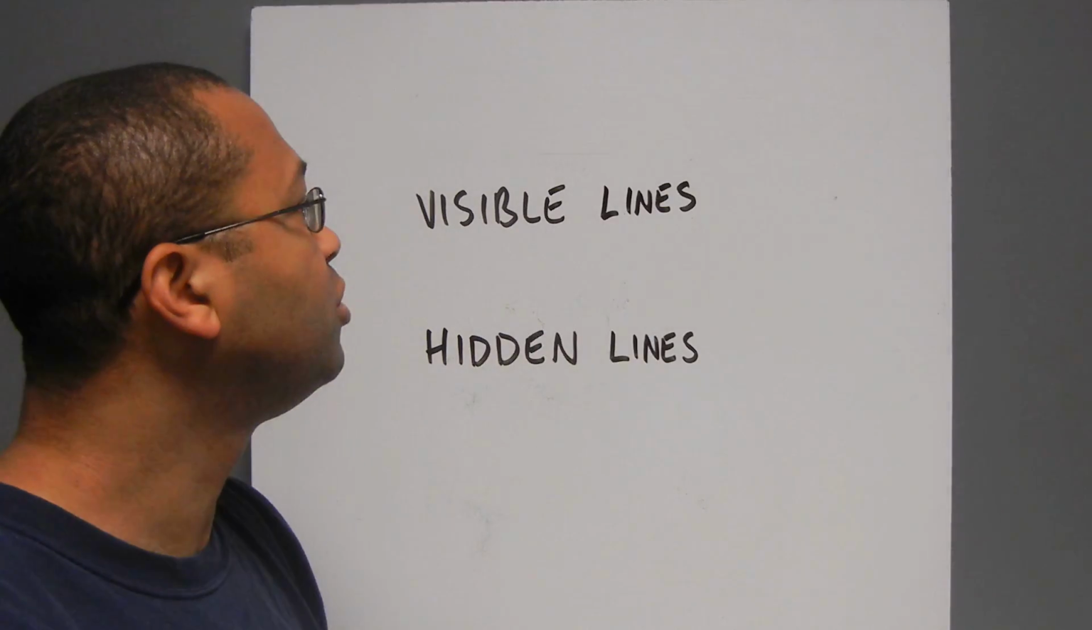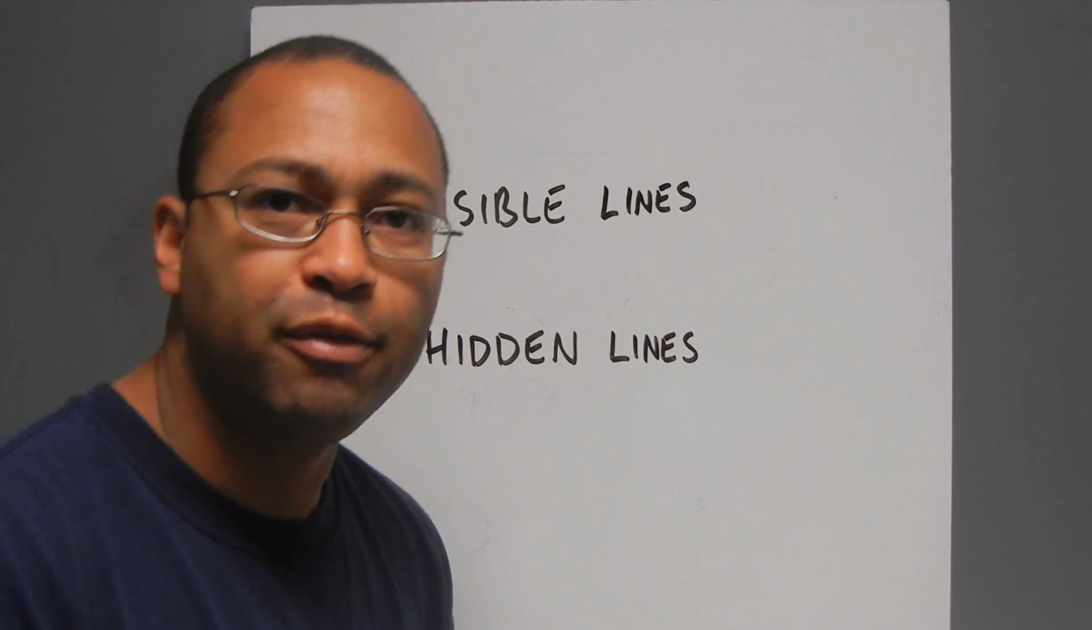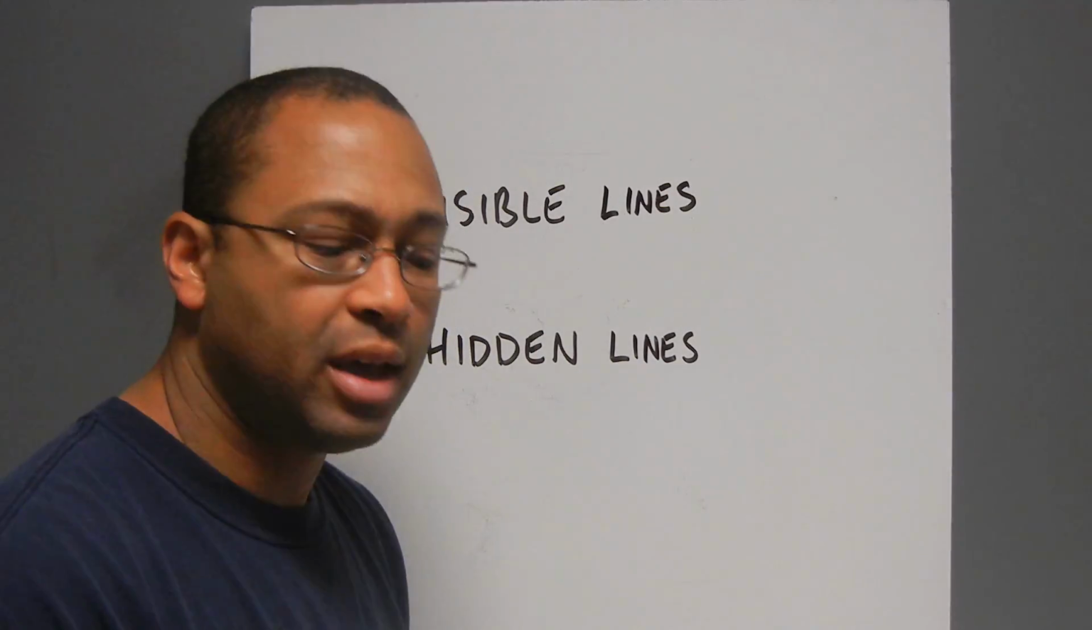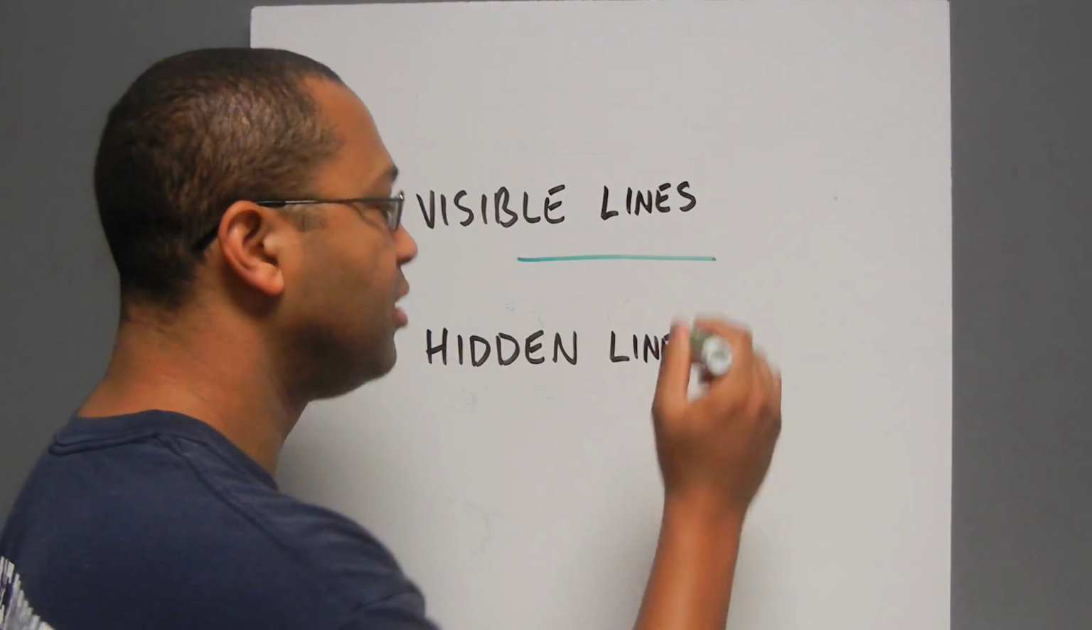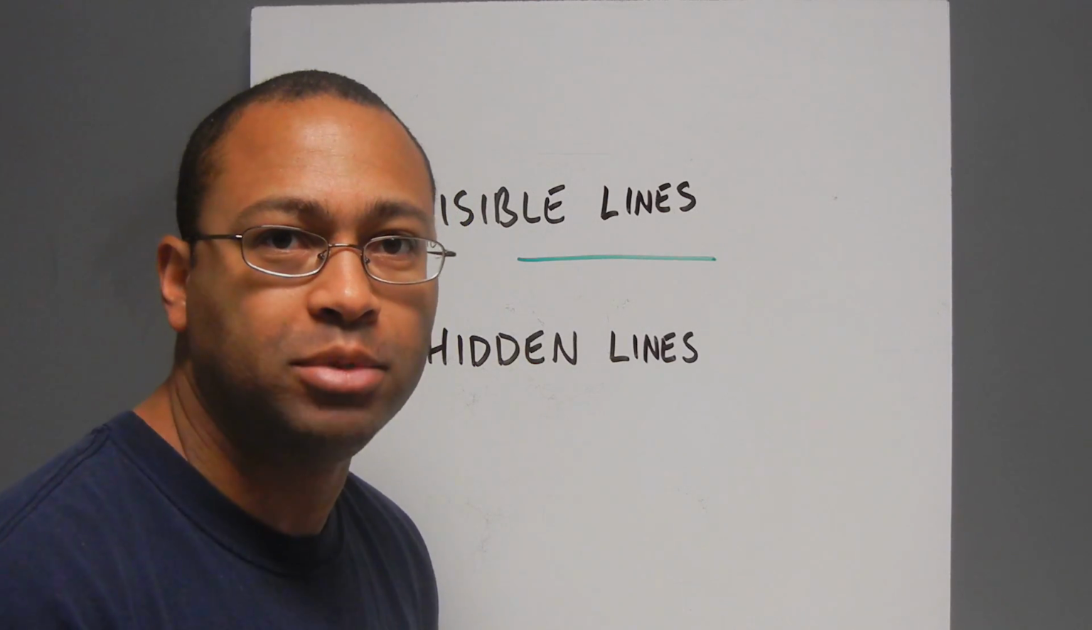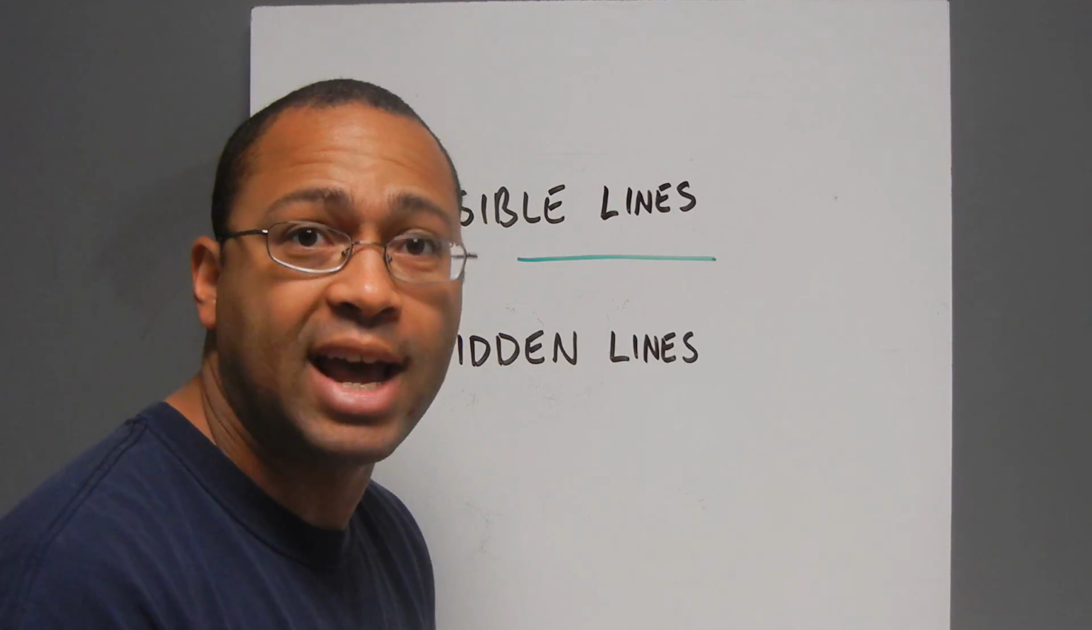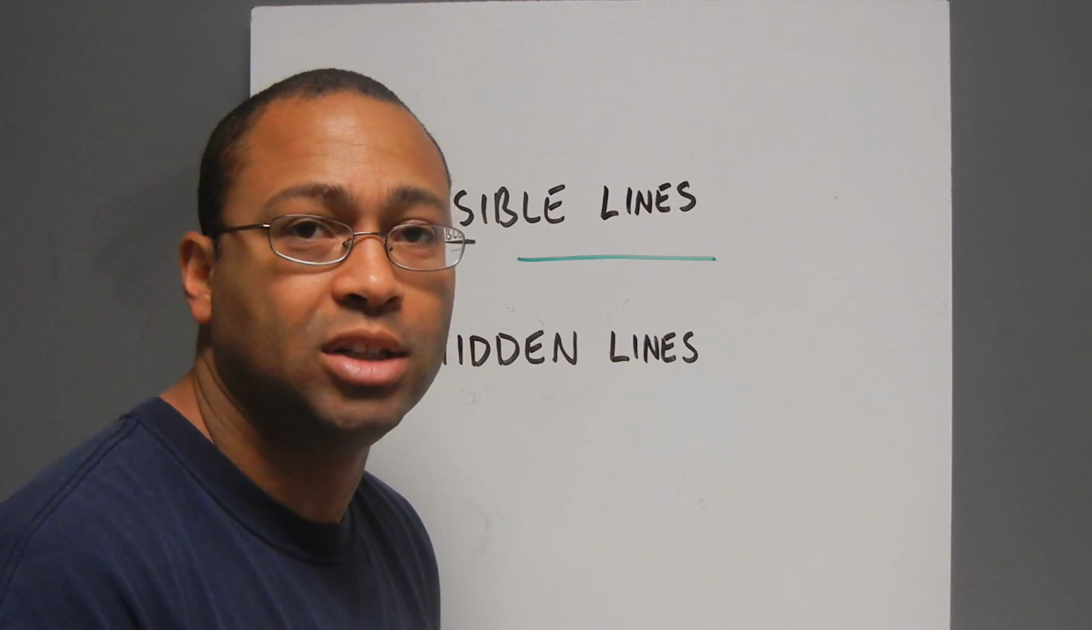So the first one is a visible line. Visible lines are thick, dark, solid lines. You know, they look like this. They're the actual lines of your object. So whenever you draw something, that's actually the visible lines of it.